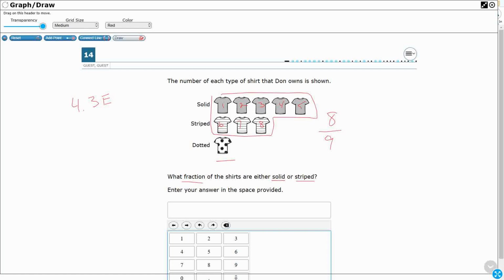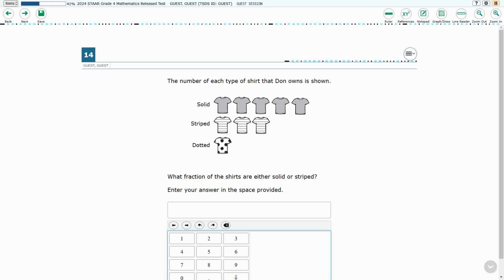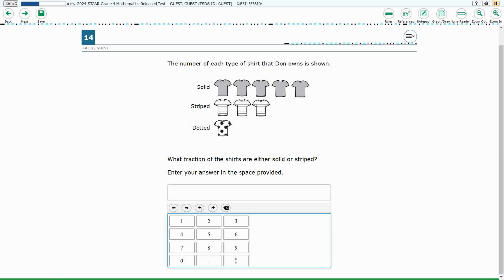Now, another way to view this would be just to view this as ninths, right? And then we can add each of these. I've got 1, 2, 3, 4, 5/9 for solid. I've got 1, 2, 3/9 for striped. 5/9 and 3/9 is still going to give me that same answer of 8/9. So really, you could do that either way. So we need 8/9.